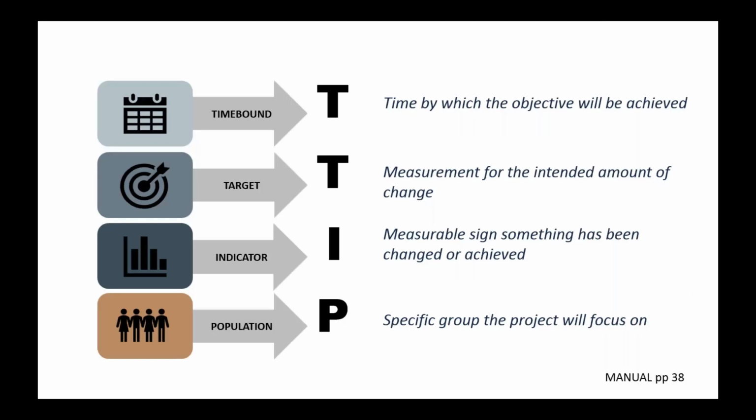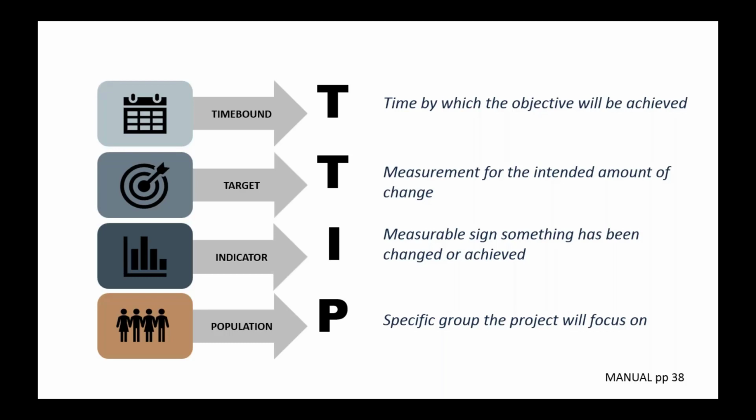Okay, here it is, the TTIP format for objectives. Okay, as Kwani mentioned, T stands for time bound, and then target, indicator, and population. So time bound is defined as the time by which the objective will be achieved. This is the usual by the end of the first year, by the end of the second year, by the end of the project.